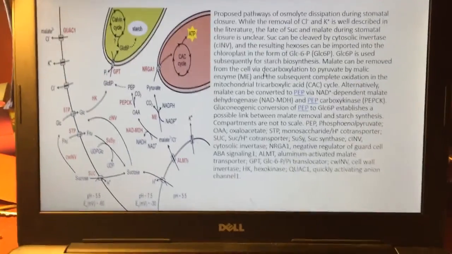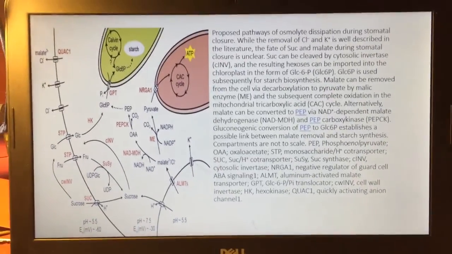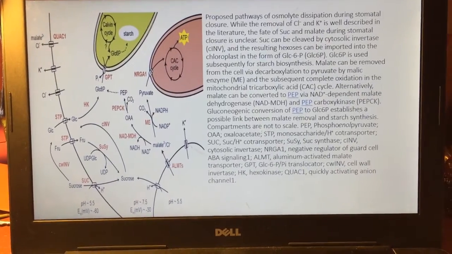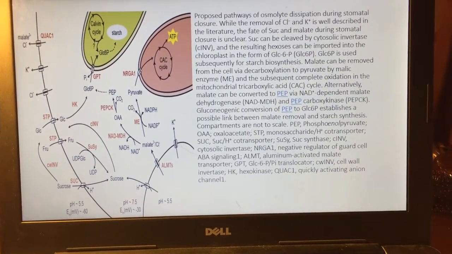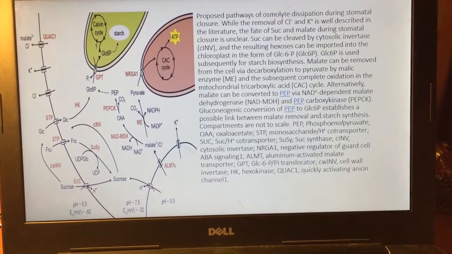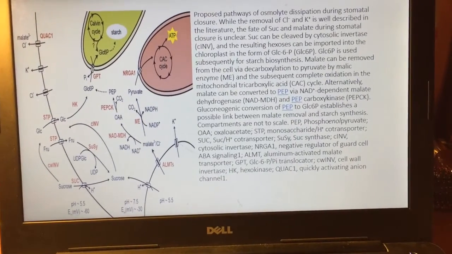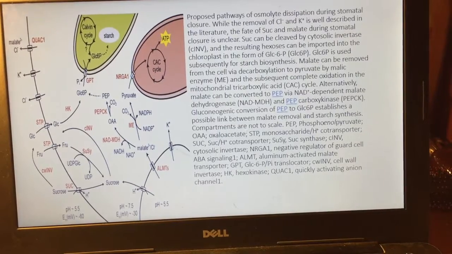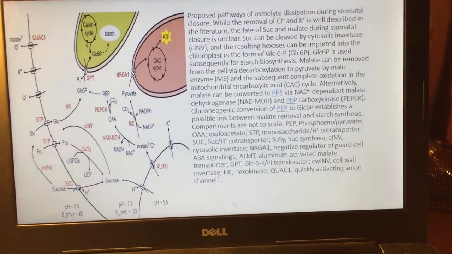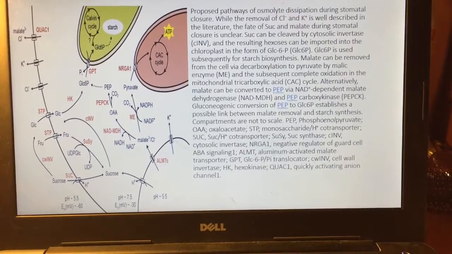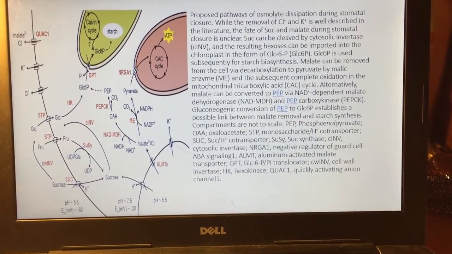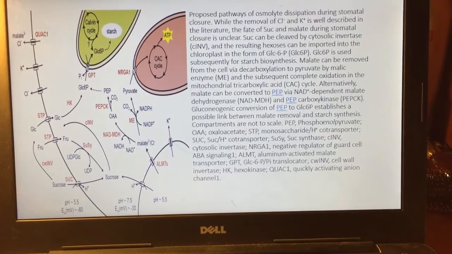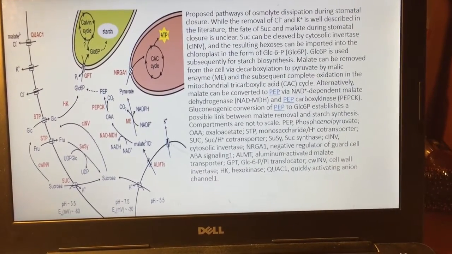While the removal of Cl- and K+ is well described in the literature, the fate of SUC and malate during stomatal closure is unclear. SUC can be cleaved by cytosolic invertase, CINV, and the resulting hexoses can be imported into the chloroplast in the form of GLC6P. GLC6P is used subsequently for starch biosynthesis.